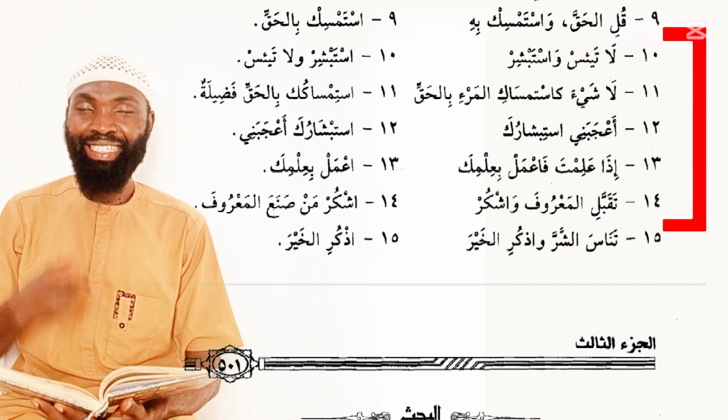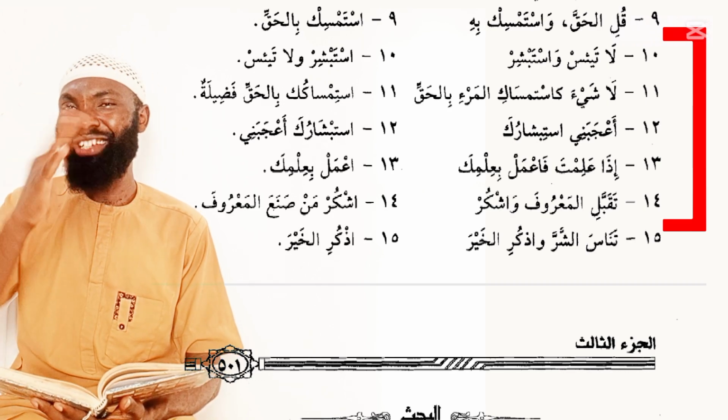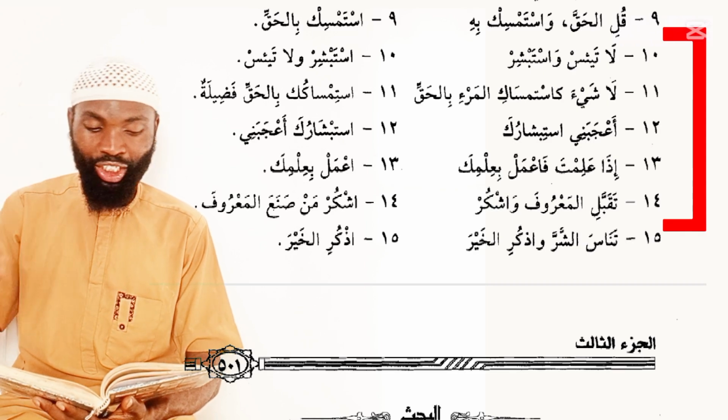Number 9, we have qulil haqqa, say the truth, wastamsik bi, and hold onto it. Then we have istamsik bil haqqi. You can see how the hamza is appearing in the 2 variations.